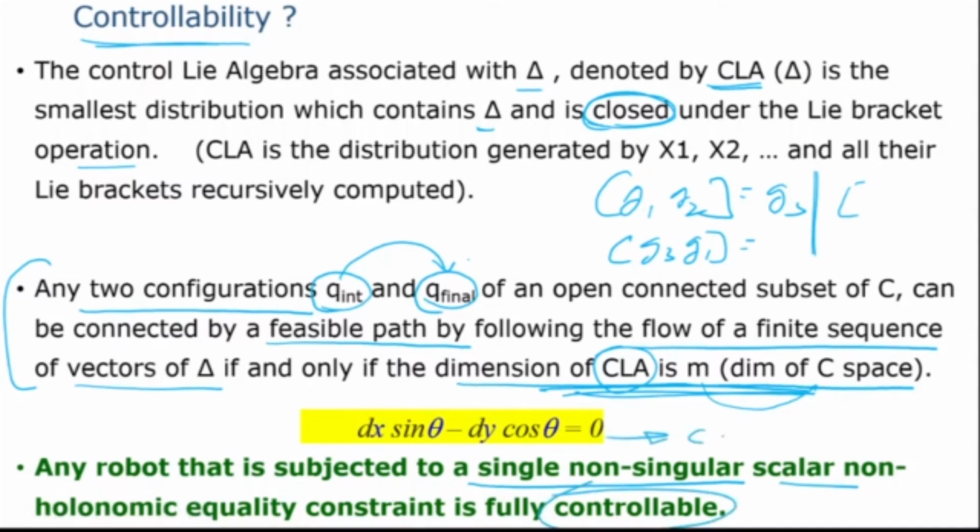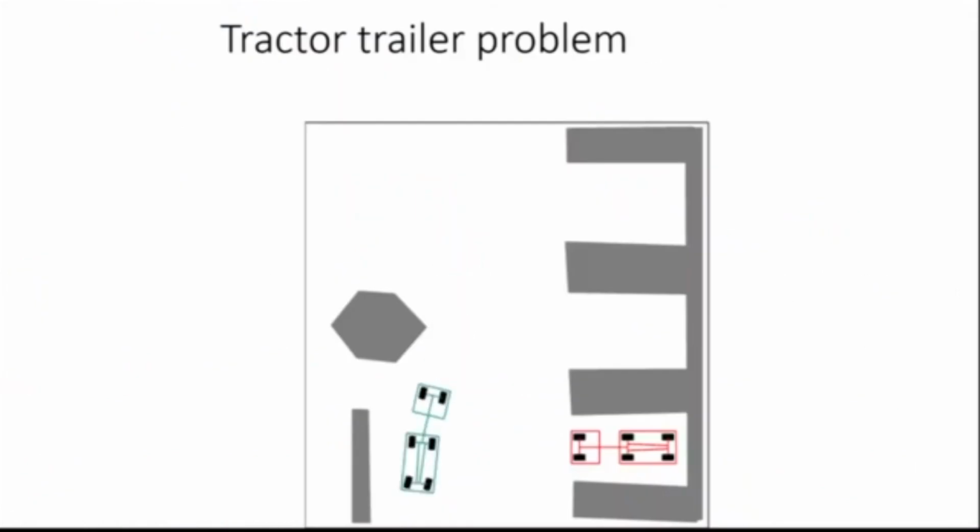Now, if you remember, this is the car. The car is subjected to this constraint, and this is a single non-singular scalar non-holonomic equality constraint. And hence a car is fully controllable. Now, let's proceed further, a little bit more tricky: the tractor-trailer problem. In the case of a car, we understood that it is completely controllable and you can go and park it wherever you like. Now, what about the case of a tractor and a trailer?